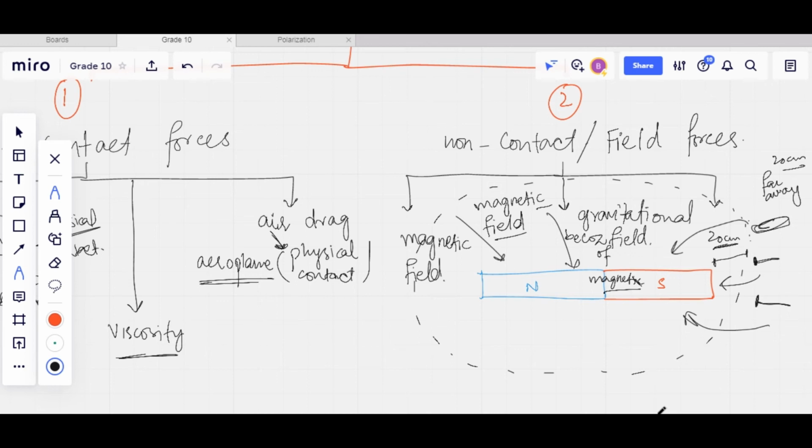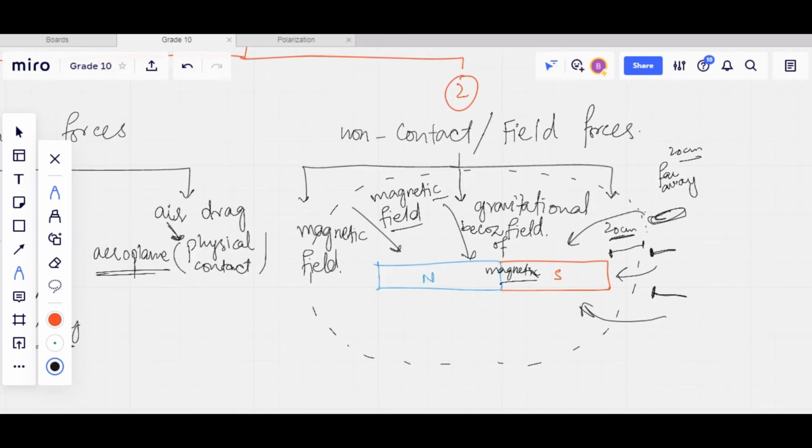We don't need to be in contact, though we are in contact all the time because we cannot leave Earth for the most part. But you can see those objects which are flying in the air. They don't have any direct contact with the Earth, but still they are being pulled towards the center of the Earth. If you try to throw a ball into the air, the ball comes down again. Why? Because of this gravitational force, this gravitational field. So this is also a field force.